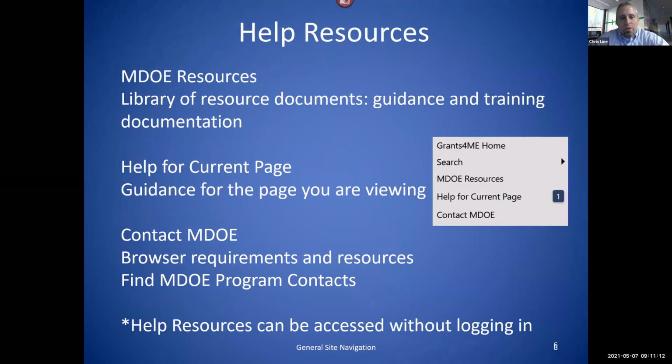So specifically about the help resources, we talked about these: the MDOE resources, guidance and information about grants and about the system. Help for current page would give users information specific to the page they're looking at, and then contact MDOE. And again, all these can be accessed without signing into the system. So whether a user has logged in or not, they're going to see these links on the left navigation to access if they need help.